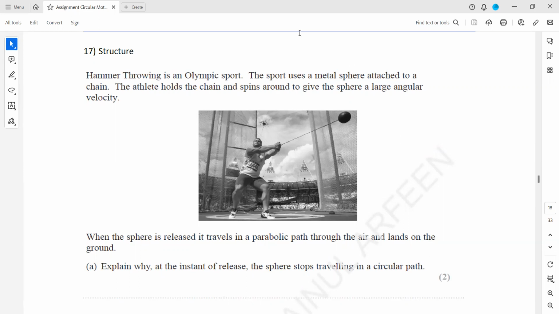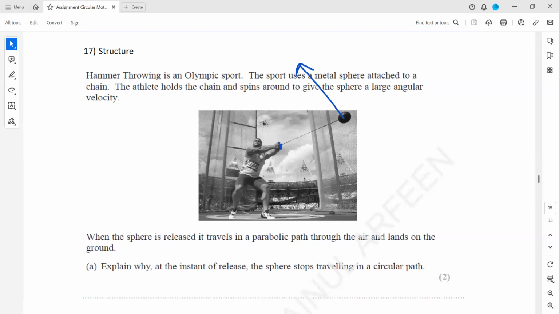At the moment the athlete releases, the sphere will not move in a circular path, it will move tangential to the circular path or curved path. So what is the reason for that? Because whenever we move an object in a circular path, there must be a force. Force is needed to change the direction. So the moment the athlete releases the chain, there is no force to change the direction. That's why it will move tangential to the curved path.